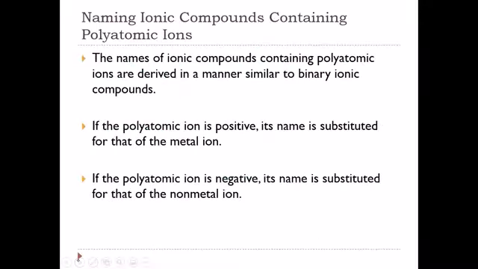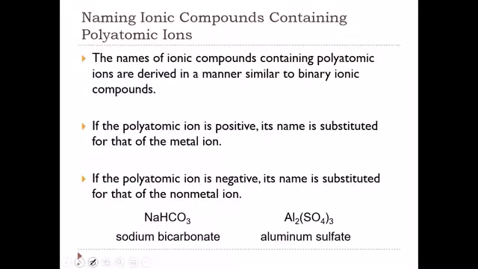So the names of ionic compounds containing polyatomic ions are derived in a similar manner to binary ionic compounds. If the polyatomic ion is positive, its name is substituted for that of the metal. If the polyatomic ion is negative, its name is substituted for that of the non-metal ion. So this one would be called sodium, and then this is the bicarbonate ion, so sodium bicarbonate. And then see if you can name this one. So aluminum sulfate.